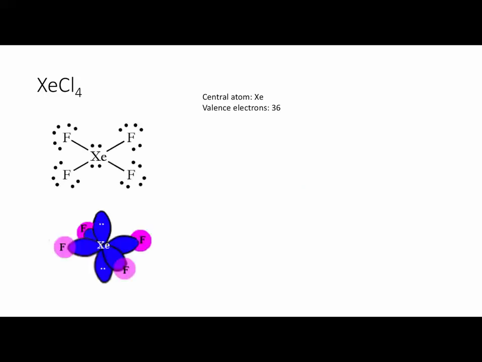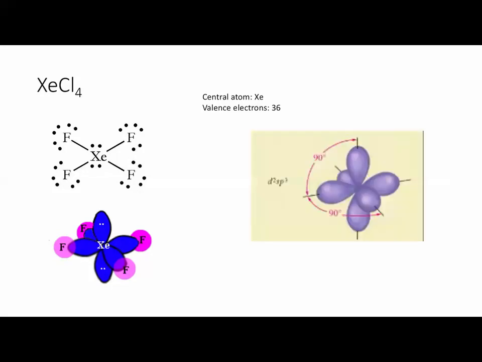Next, you have xenon tetrachloride. The central atom is xenon. You have 36 valence electrons. So when you draw this out, you should see that you have 6 electron pairs in an octahedral arrangement. This requires sp3d2 hybridization around that central atom.